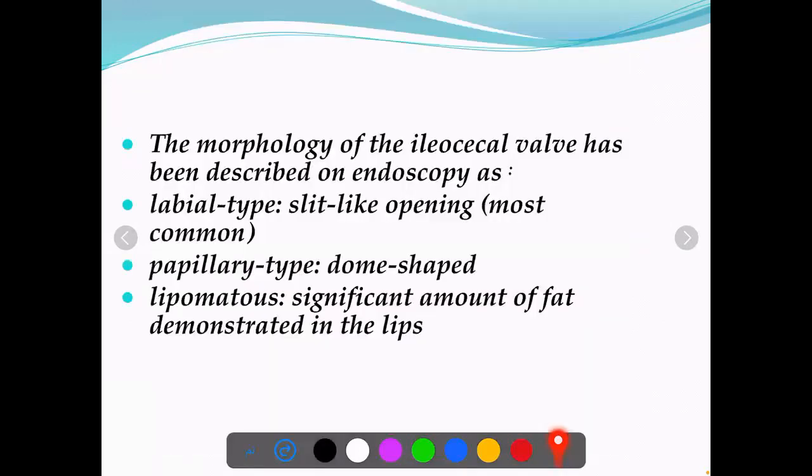The morphology of the ileocecal valve has been described on endoscopy as 3 types. The most common is the first type, labial type, with a slit-like opening. Then the papillary type, dome shaped, and the last type is the lipomatous type, where a significant amount of fat is demonstrated in the lips.